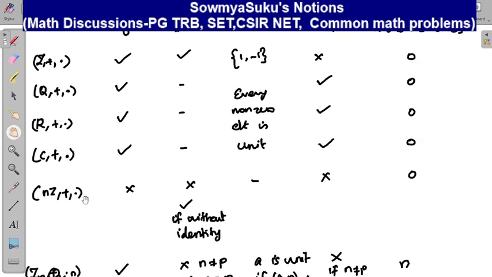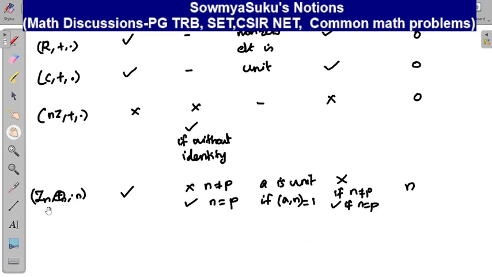N with plus and dot is not a ring, not a field, has no identity, and there is no unit element, and the characteristic is 0. And one thing: a set with no identity can still be an integral domain, because we only have to check for no zero divisors, right?